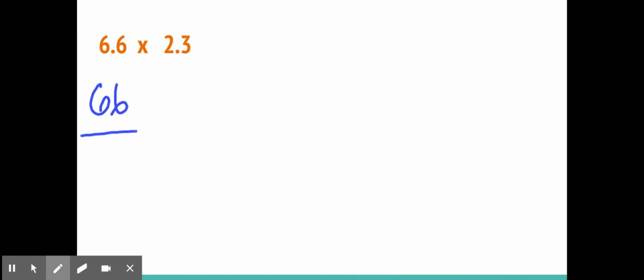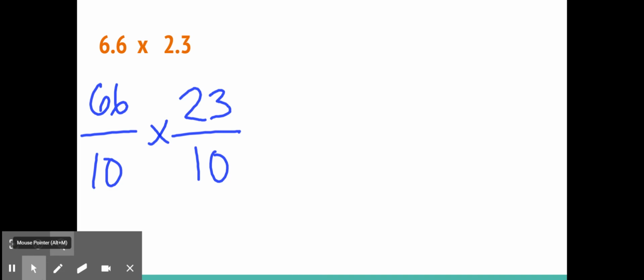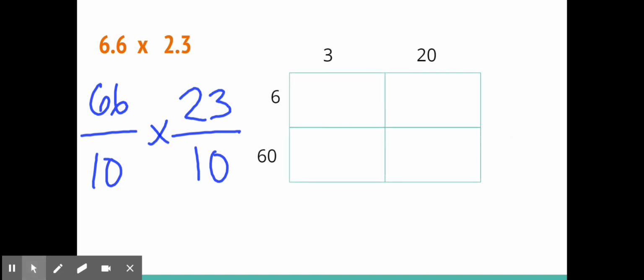Let's go over that last one, which was 6 and 6/10 times 2 and 3/10. So I'm going to rename that to 66/10. And then I'm going to multiply it by that 23/10. Go ahead and set up my area model. I have my 66/10 on my left, my 23/10 on the top.